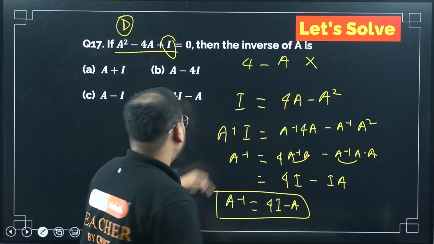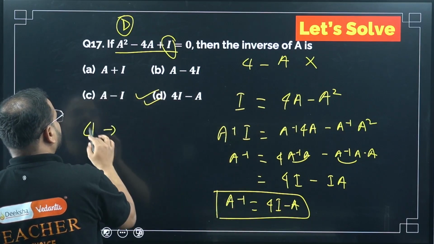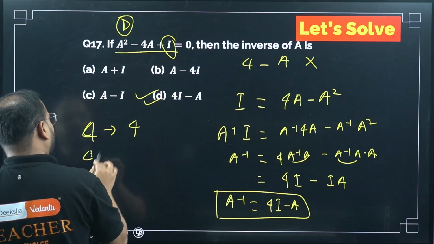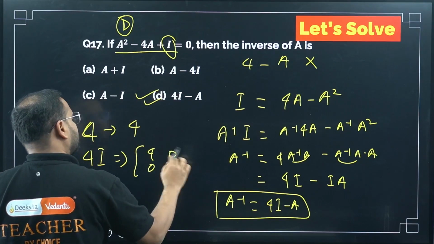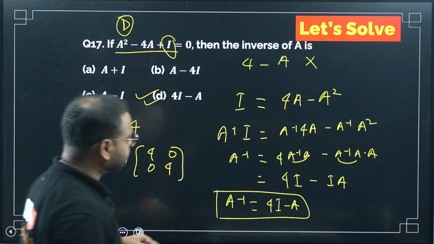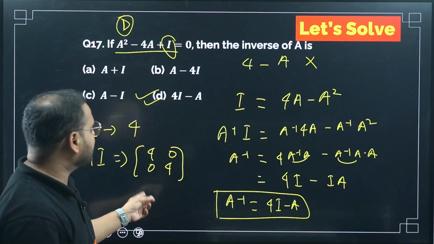4 means just a constant 4. But 4I means what? It means the 4 0 0 4 matrix. There is a difference, okay? So please do not write it like this.